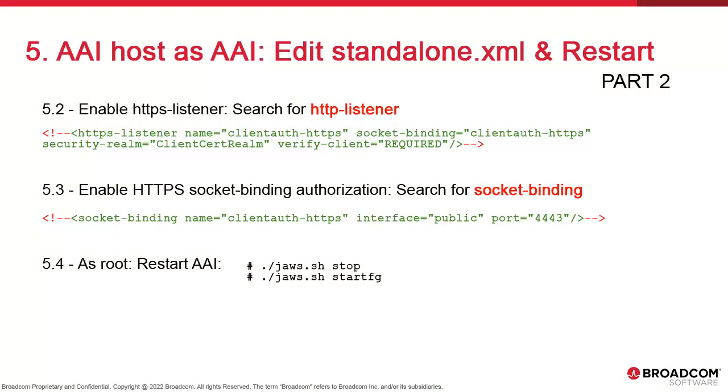This is part 2. We enable the HTTPS listener so that the AAI server can accept incoming HTTPS connections. We search for https-listener and uncomment the tag. Look for verify-client equals required at the end of the tag to make sure you're uncommenting the right thing. Then we look for socket-binding and uncomment the socket binding name set to HTTPS and port 4443. This is the port used by the connector to connect to AAI over HTTPS. Finally, we restart AAI.